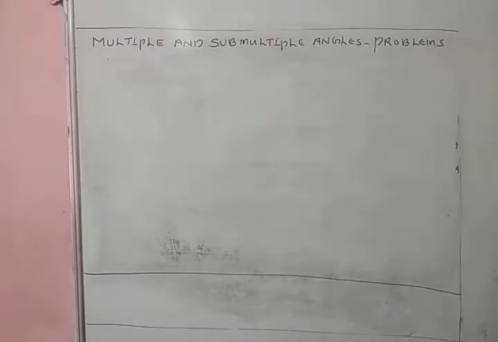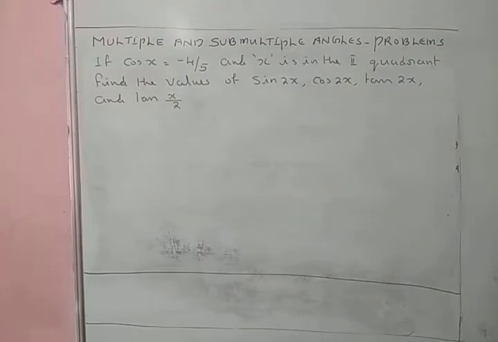Okay, today we solve some problems using the multiple and submultiple angle formula. First problem: if cos x is equal to minus 4 by 5 and x is in the second quadrant, find the values of sin 2x, cos 2x, tan 2x and tan x by 2.